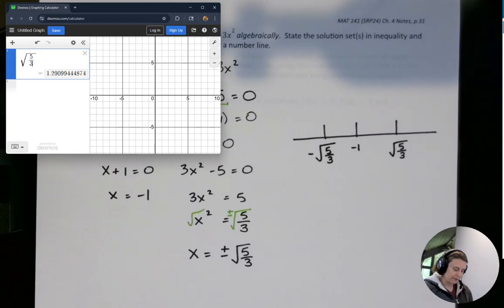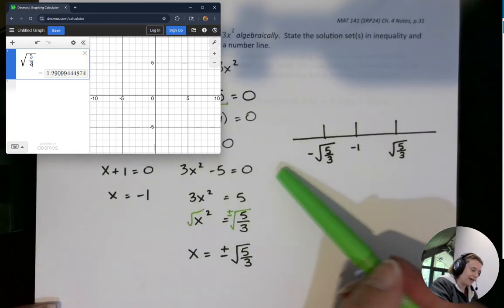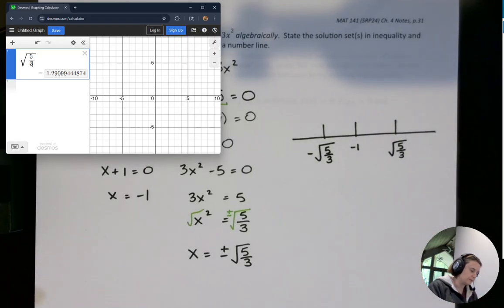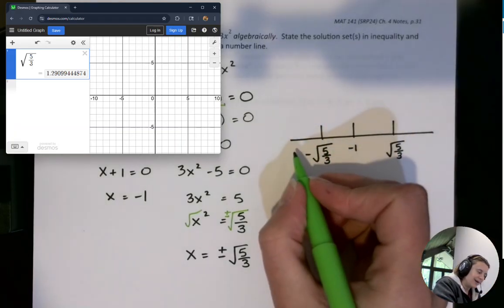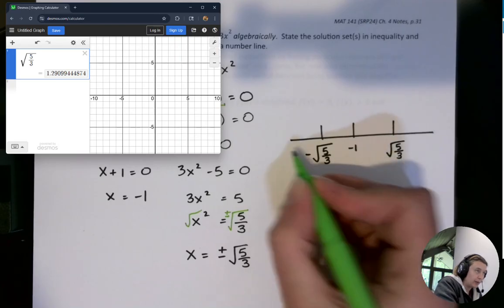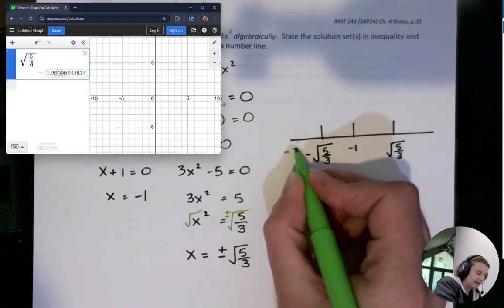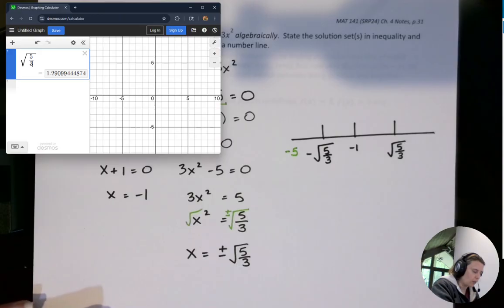So let's work carefully to figure out some numbers on the far left, middle, and far right side here. If this is about -1.2, I can try any number. I'm going to go with something smaller than that. I'm going to say -5. Let's just say. You can pick whatever number you want.